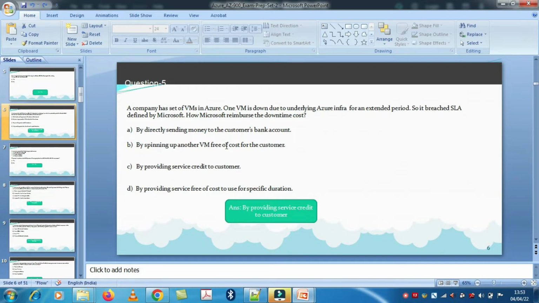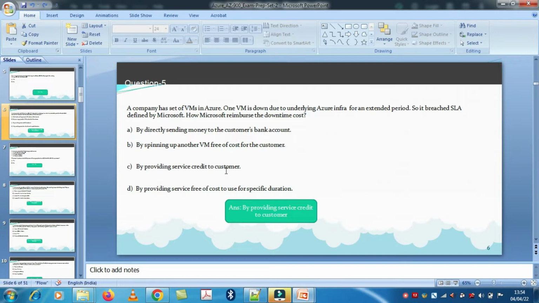By spinning up another VM free of cost for the customer, absolutely not, right? Because that is totally not acceptable. Correct, guys? Now the next option is by providing service credit to the customer. And the next is by providing service free of cost for a specific duration. See, it's just a breach of an SLA. So the only way to reimburse is by providing service credit to the customer. He can give extra service, but he cannot credit money to your account.